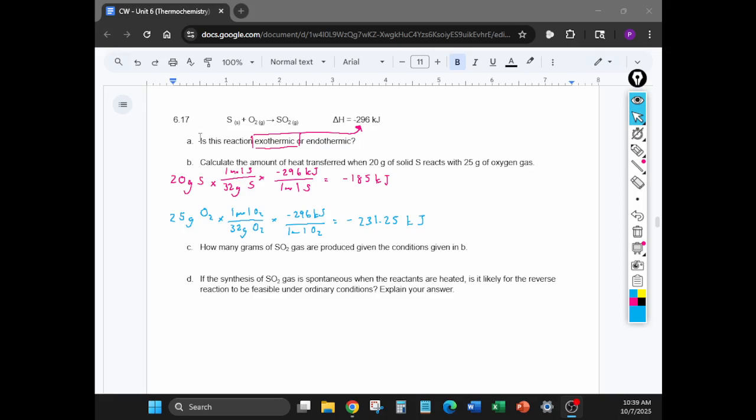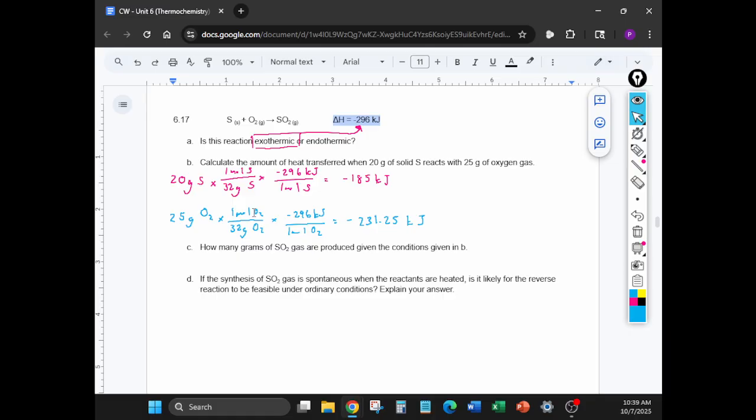Okay, so for this problem right here, hopefully part A was pretty easy. It's exothermic because enthalpy is negative, right? Releasing energy, so that's exo. Part B is just thermochem stoic, so we'd start with our two numbers, 20 grams sulfur, 25 grams oxygen, and then we solve for kilojoules. So this is what we did last time. Any questions on the actual solving?